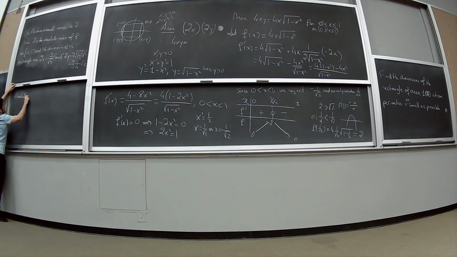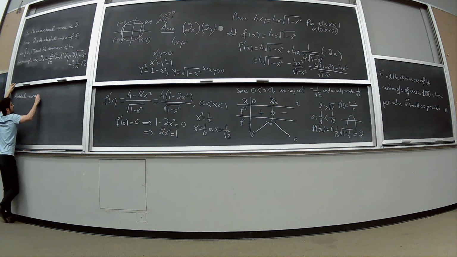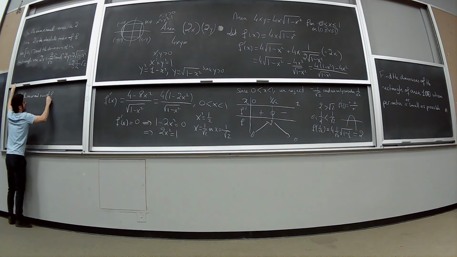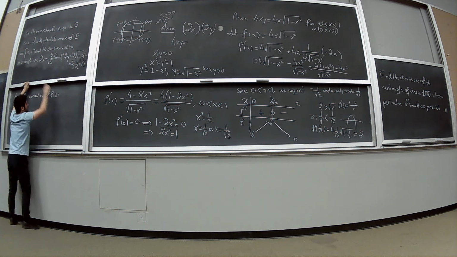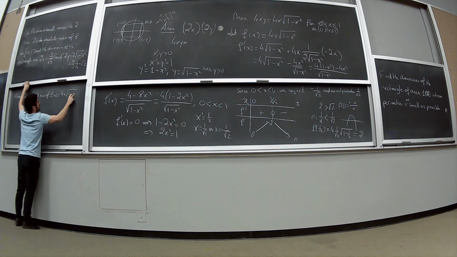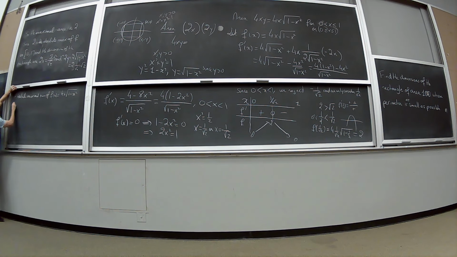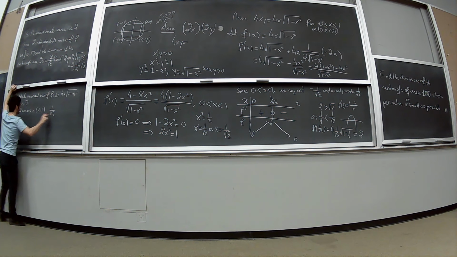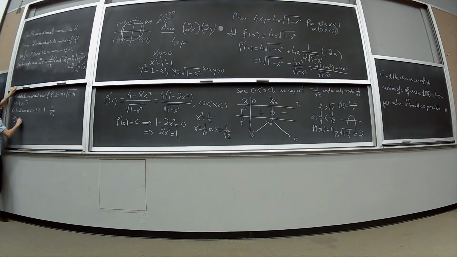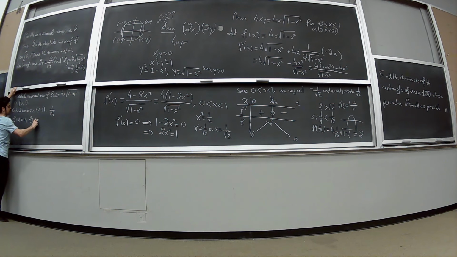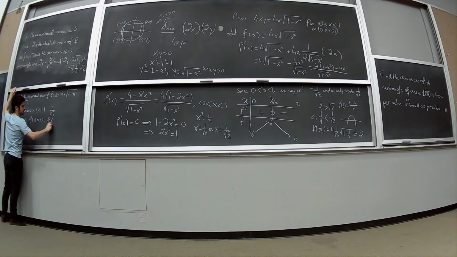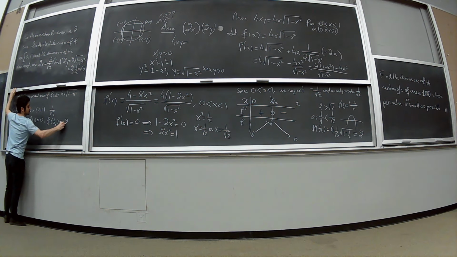Absolute max and min of f of x is equal to 4x square root of 1 minus x squared, now on 0, 1. Now critical numbers: in 0, 1 it is 1 over root 2. F of 0 is 0. F of 1 is 0. And f of 1 over root 2 is 2, right?